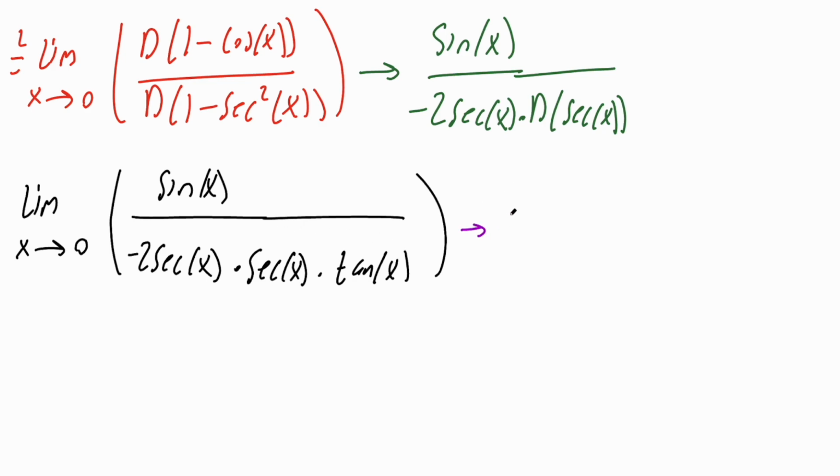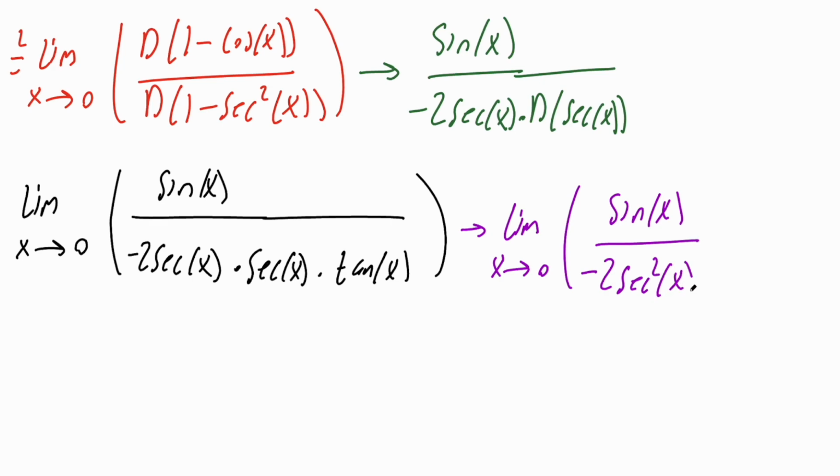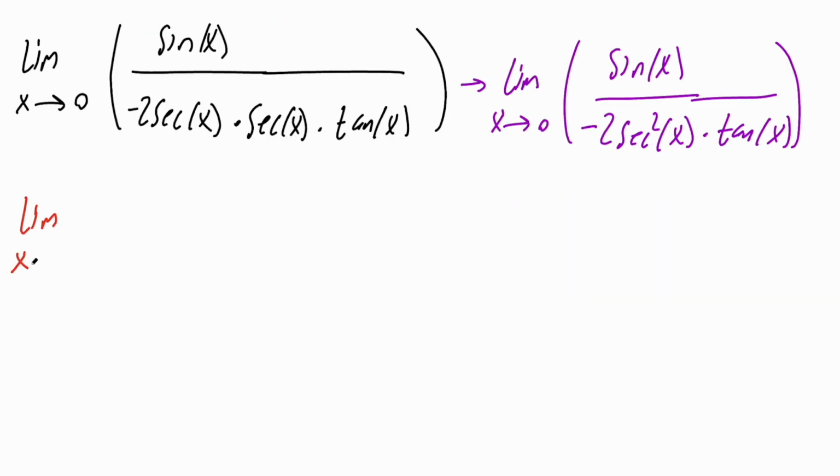Okay, we can clean up again, so we'll have the limit as x approaches 0. Again, the numerator we have sine x, denominator secant x times secant x, so that's secant squared x. So we have negative 2 secant squared x times tan x. Okay, so let's rewrite it again. Limit as x is approaching 0. We have sine x divided by negative 2 secant squared x.